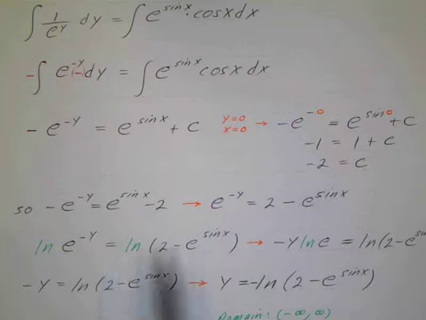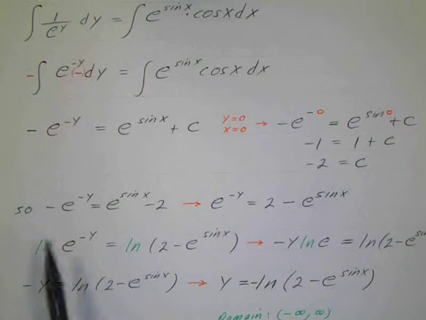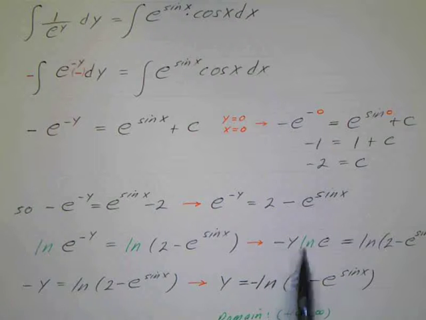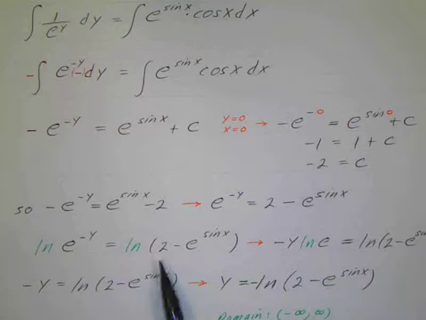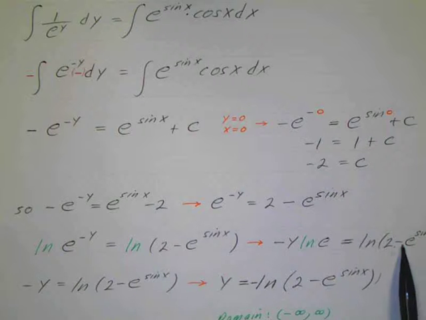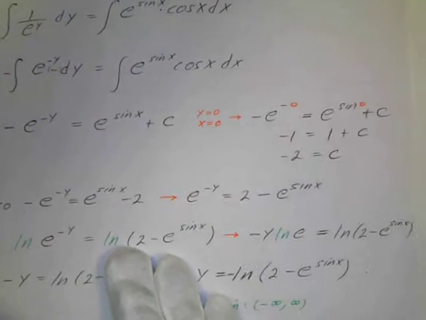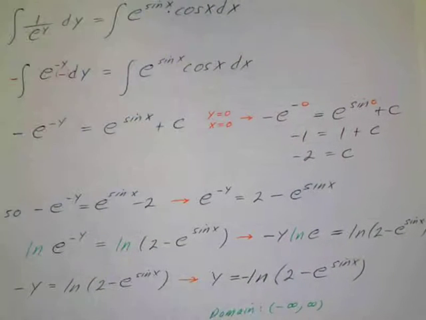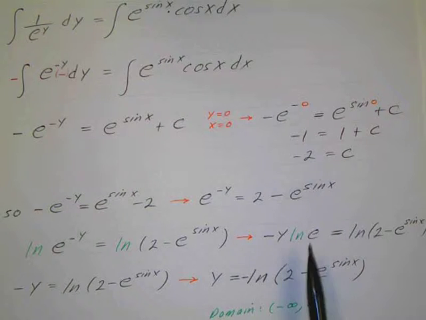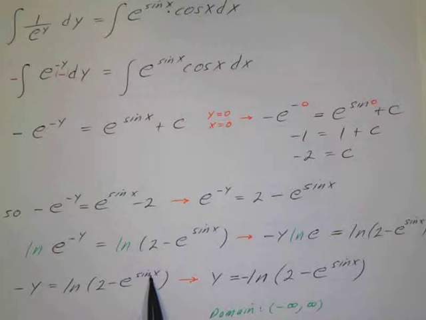So what I can do now is use the property of logarithms, and I can put this in front. So I move my negative y, my exponent, in front, times the natural log of e equals the same thing over here, the natural log of 2 minus e to the sine of x. What's the natural log of e? The natural log of e is 1, so that just is absorbed. So I've got negative y equals the natural log of 2 minus e to the sine of x.